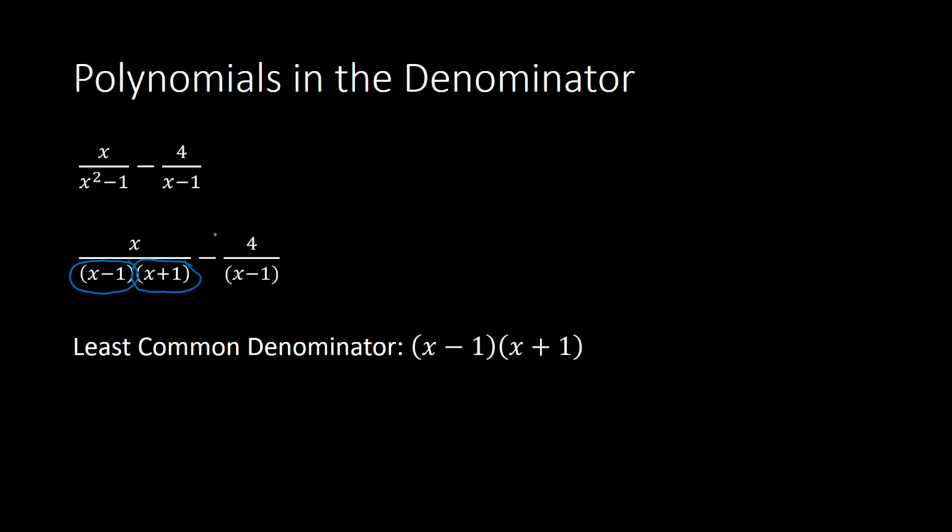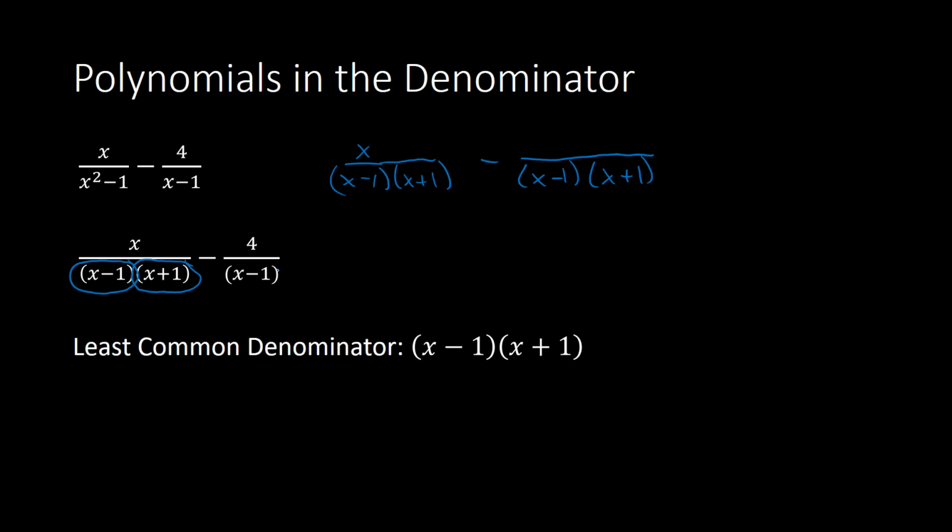So now I need to write both of these fractions with that new denominator. Well, the first fraction is good. We have x over (x minus 1) times (x plus 1). But the second fraction we need to change. So it's changing from just an x minus 1 to now (x minus 1) times (x plus 1).